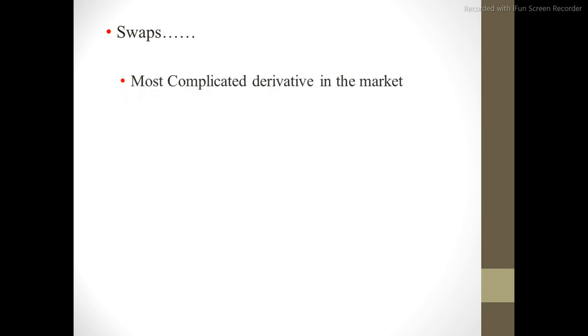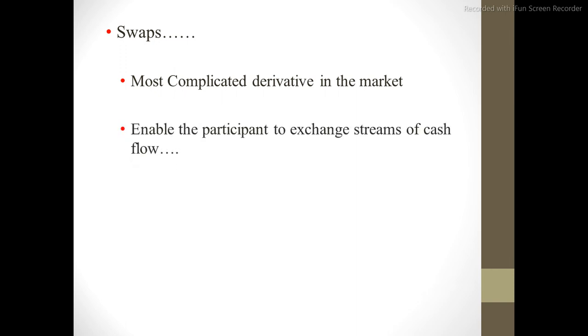The fourth most important type of derivative contract is swaps. Swaps are mostly the most complicated derivatives in the market because they enable the participants to exchange streams of cash flow, like swapping a fixed interest rate for a floating one.